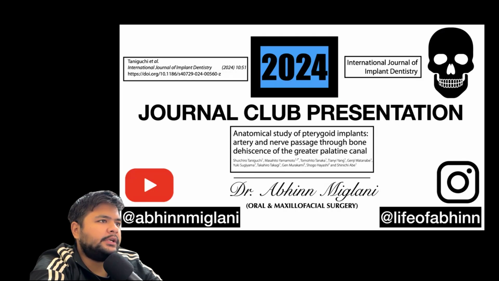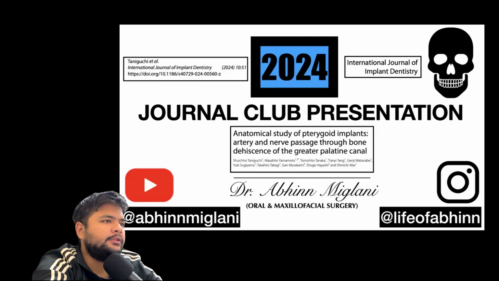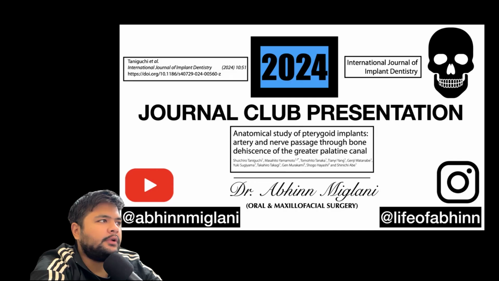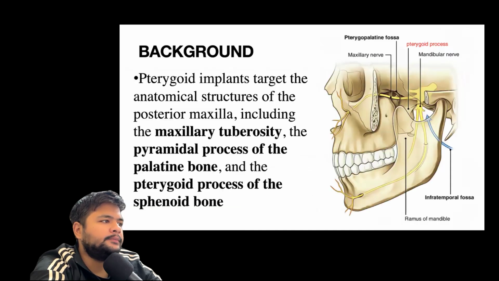I will be discussing a journal club presentation on the topic Anatomical Study of Pterygoid Implants, Artery and Nerve Passage through Bone Dehiscence of Greater Palatine Canal. It was an article published in the International Journal of Implant Dentistry in the year 2024 by Taniguchi et al. Pterygoid implants target the anatomical structures of the posterior maxilla, including the maxillary tuberosity, the pyramidal process of the palatine bone, and the pterygoid process of the sphenoid bone.